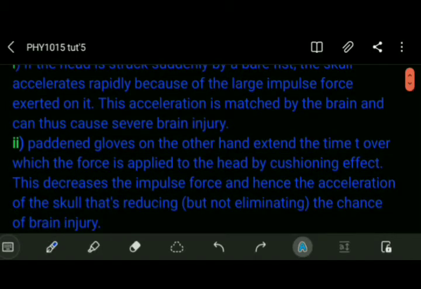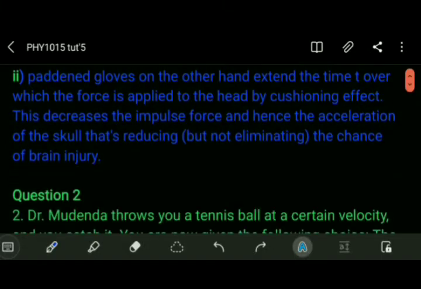Then padded gloves are soft, so they act like a cushion. When you hit someone with that, they extend the time over which the force acts. We know that F equals change in momentum over time. So if the time is increased, then the force is reduced. And if the force is reduced, then the acceleration is also lessened. Therefore, the gloves help reduce the chances of injury. So yeah, that's that. We go to question 2.